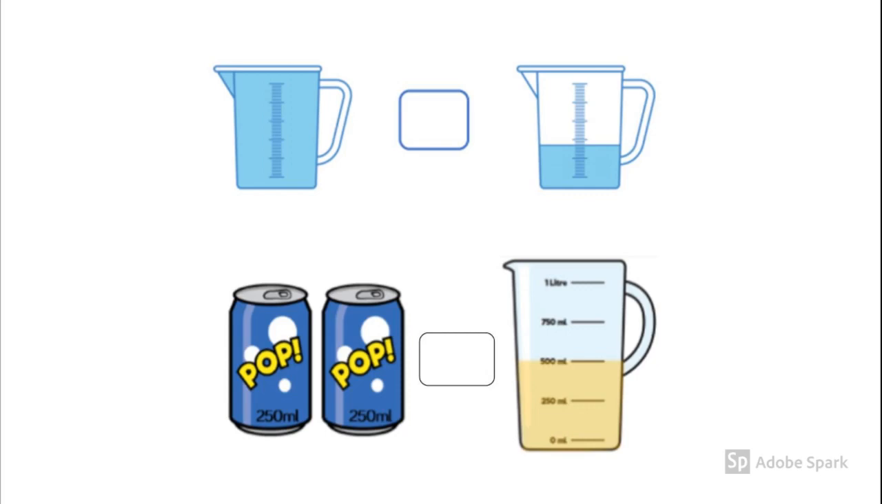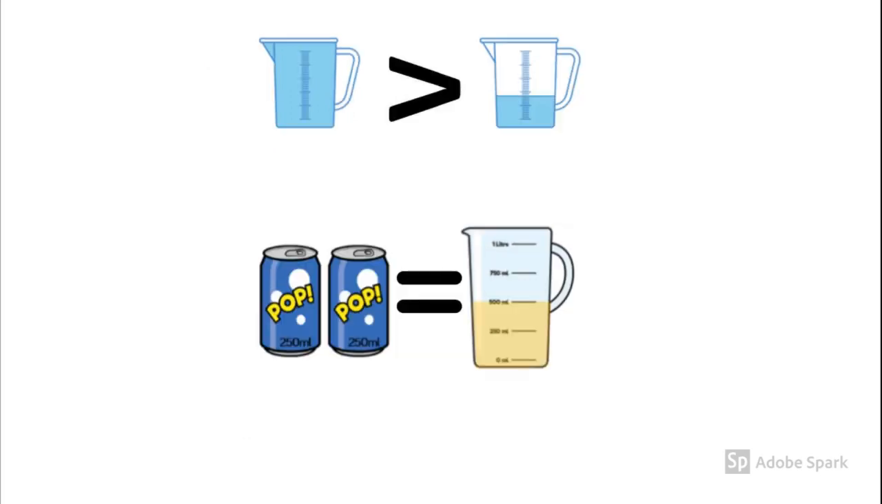Now compare these volumes. Again, record your ideas on any available paper. The answers are on the next slide. Pause the video to write your answers. Were you correct? If you are able, pause the video for a few minutes to draw your own volumes in measuring jugs and write the symbol to compare them.